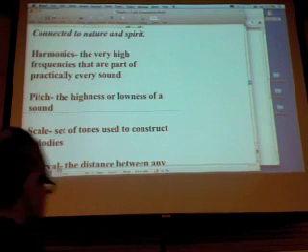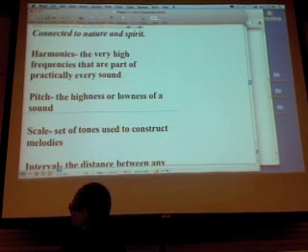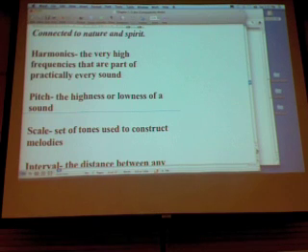So, let's move on from timbre and talk about pitch. Pitch is the highness or lowness of a sound. I'll use the piano to demonstrate. High pitch, low pitch.